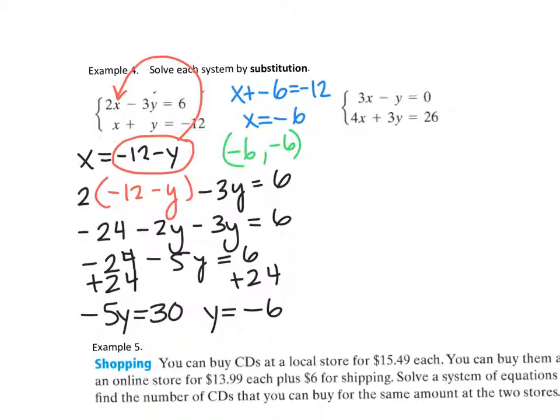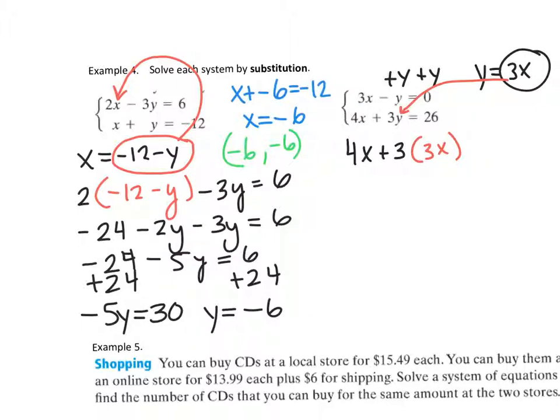Second example, I think the easiest variable to solve for would be this y. So I'm just going to add y to the other side, because this is 0 over here, so I'll have y equals 3x. Now I'm going to take 3x and substitute it in for y right here. So I'm going to have 4x plus 3, instead of writing y, I'm going to put 3x in parentheses, equals 26. So now I have 4x plus 9x equals 26. So 13x equals 26, x equals 2.